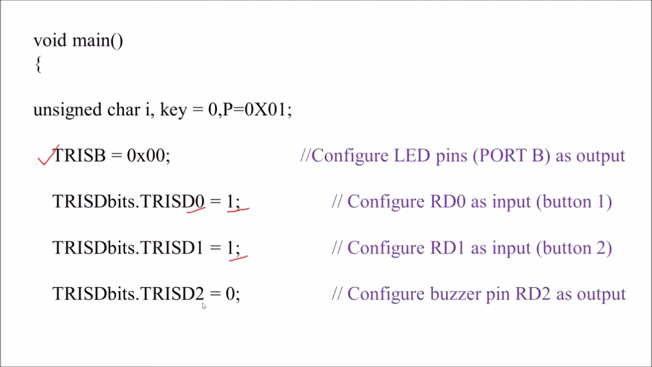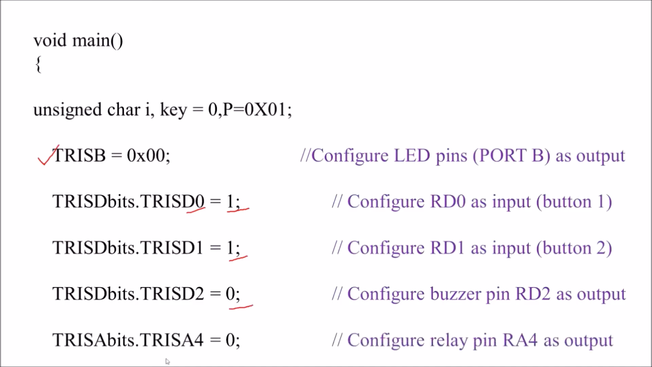At the RD2 terminal the buzzer is connected, so we'll use this as an output terminal. It is initialized with logic 0. Then the RA4 terminal is used to connect a relay, so again we'll use this as an output terminal. So the two switch port terminals we are using as inputs, and the other port terminals we are using as outputs. All these are initialized here.